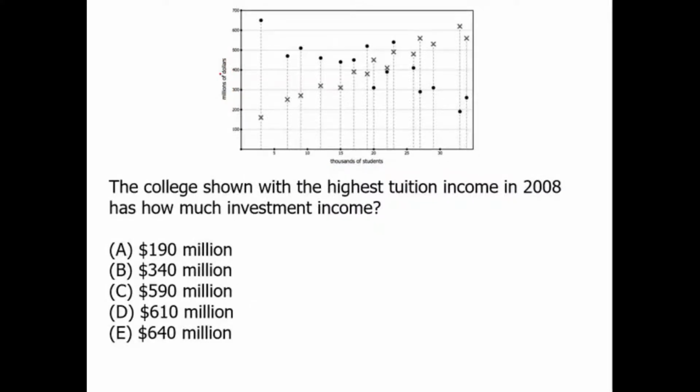Okay, the college with the highest tuition income in 2008 has how much investment income? Well, this is just a very simple read off the graph. So the highest tuition income, in other words, the highest X. Well, the highest X is right here. So we're talking about that college right there along that line. And we want to know how much investment income does it have. So where does its dot fall? The dot falls slightly below $200 million. Here's the dot right here. Slightly below 200 million, so I'd say about 190 million. And that is the answer. Answer choice A.